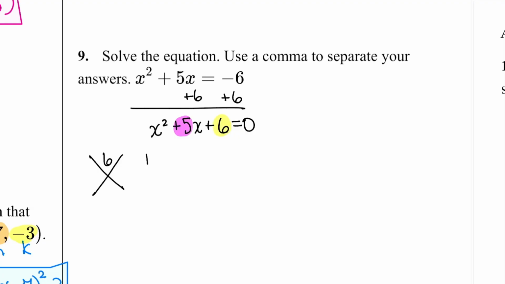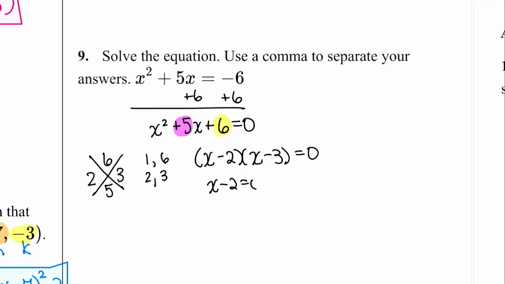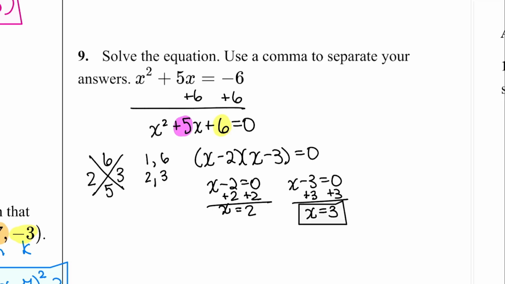So if we list out our factors of 6, we're going to get 1 and 6 and 2 and 3. So 2 and 3 are the right answers, and then we write our answers in factored form, and then we set both of these equal to 0. When we add 2 to both sides, we're going to get x equals 2. We add 3 to both sides, so x equals 3. When we write our final answer, this is what it will look like.